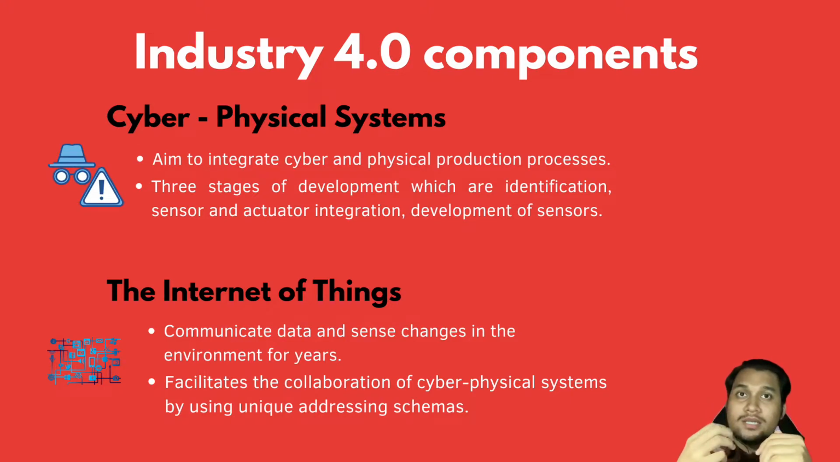There are 3 stages to the development of such high-tech systems. The first is identification. Identification is critical in the manufacturing industry, as each machine and process must be identified separately. And the second is sensor and actuator integration, which aids in the control of machine movements and the detection of changes in the environment by working machines.